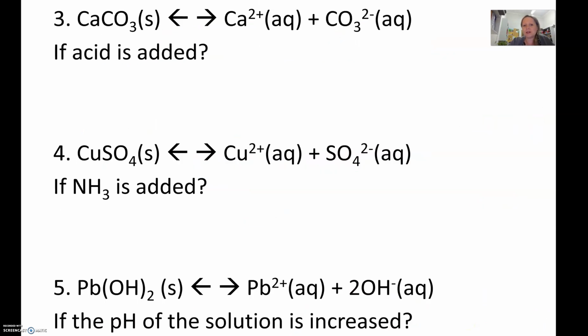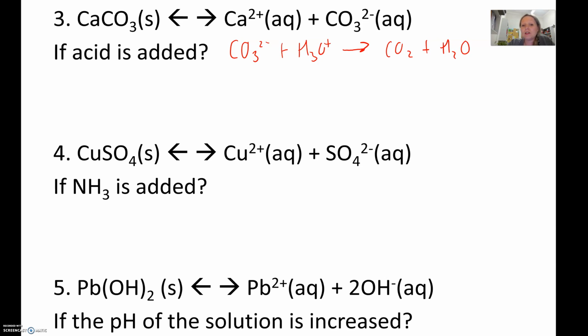So here's some more examples. Okay, so what if acid is added to the following reaction? This one's a little bit harder because carbonate ones are just a bit trickier. So if you add acid, carbonate ions are basic. So if we add carbonate ions to H3O+, then you're going to end up producing CO2 and H2O. So that's our equation there.